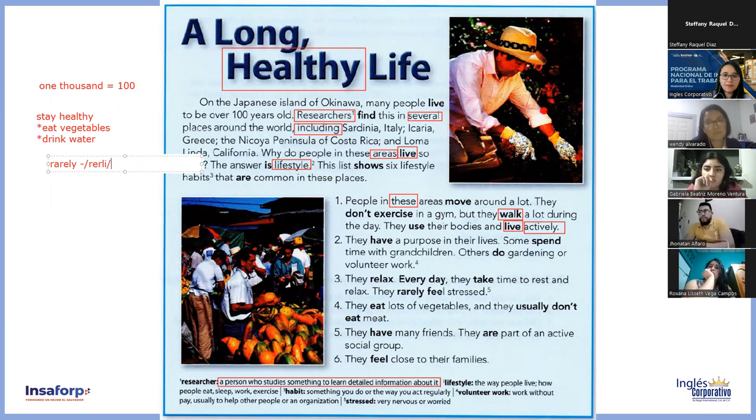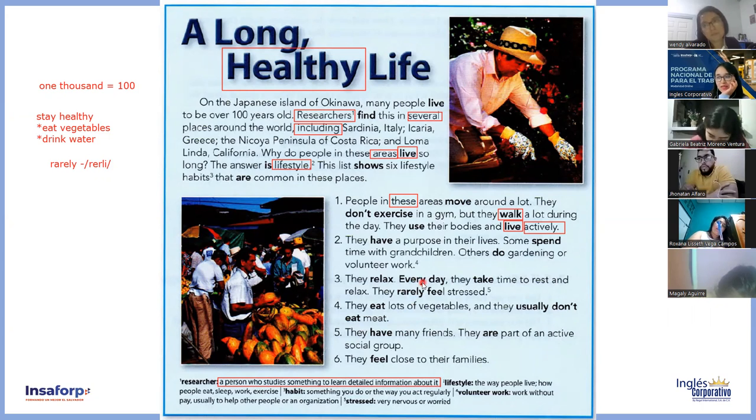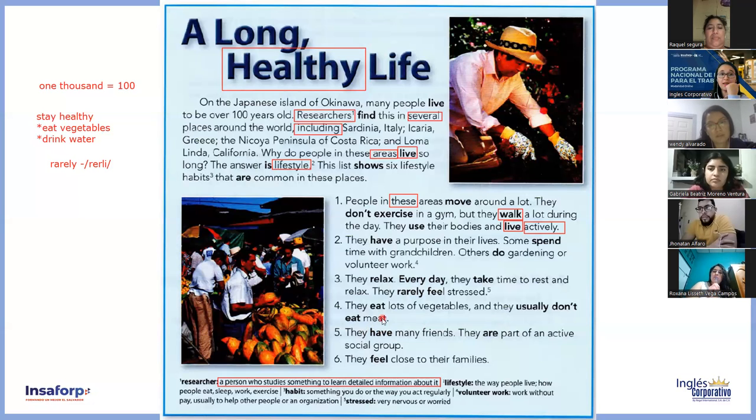Who wants to read number four? They eat lots of vegetables. And they usually don't eat meat. Okay, there we have, right? Tenemos, they eat lots of vegetables. They usually don't eat meat, right? Ellos usualmente no comen carne. Imagínense, de tanto que no comen carne, right? Oh my goodness. Okay, what about number four? Let's see who wants to do number four. I'm sorry, five and six. Okay, Raquel, thank you. Go ahead, please.